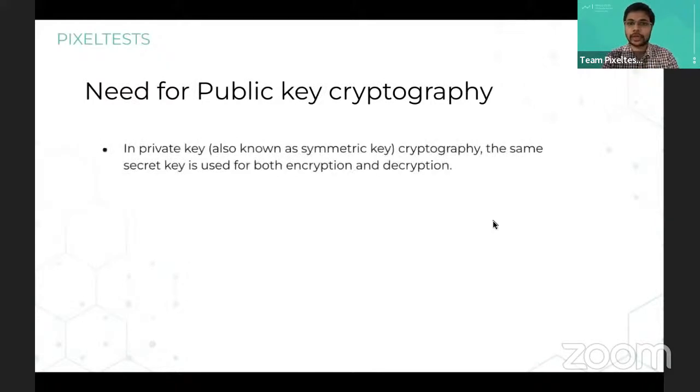Now in private key cryptography, which is also known as symmetric key cryptography, the same key is used at encryption and decryption. So what happens in such a scenario? There is no actual true encryption happening, because if the same secret is easily known to another person, they can easily decrypt your message.